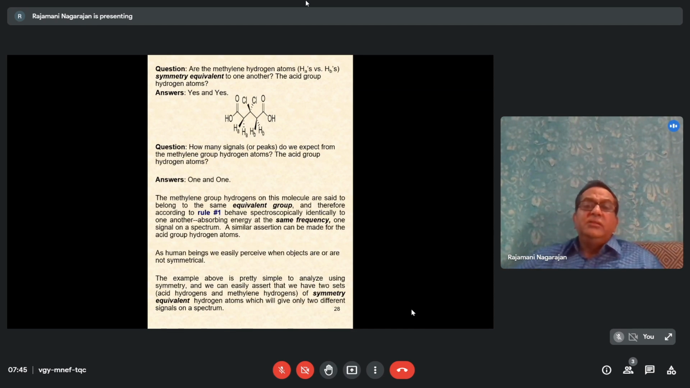The methylene group hydrogens on this molecule are said to belong to the same equivalent group, and therefore, according to rule number 1, they behave spectroscopically identically to one another, absorbing energy at the same frequency, one signal on a spectrum. A similar assertion can be made for the acid group hydrogen atoms. As human beings, we easily perceive when objects are symmetrical or not symmetrical. So the example above is a very good example to analyze using symmetry, and we can easily assert that we have two sets of protons, that is acid hydrogens and methylene hydrogens, of symmetrically equivalent hydrogen atoms, which give two different signals in a spectrum.